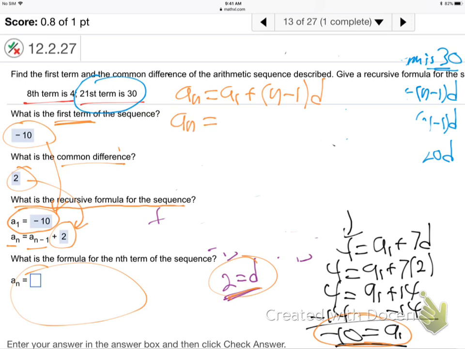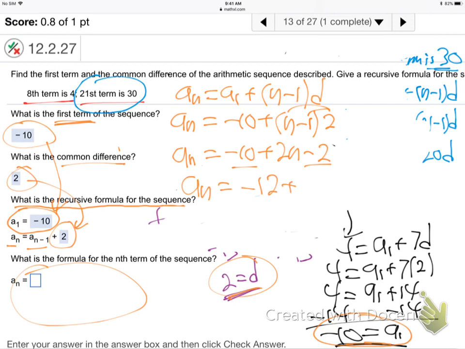Now we know what A1 is. A1 is -10. And D is 2, distribute. So the formula is -10 plus 2N minus 2. -10 minus 2 is -12 plus 2N. And there we go. That's what goes in that box. -12 plus 2N. There's the formula. Good? A lot of work on that one.